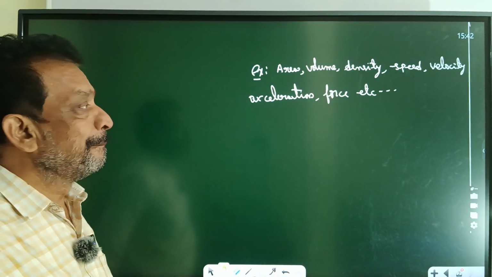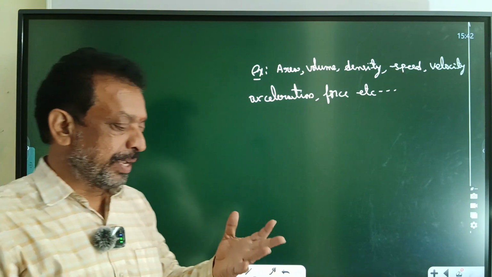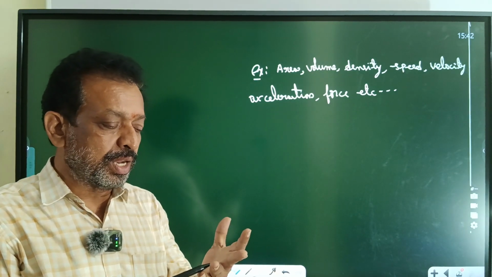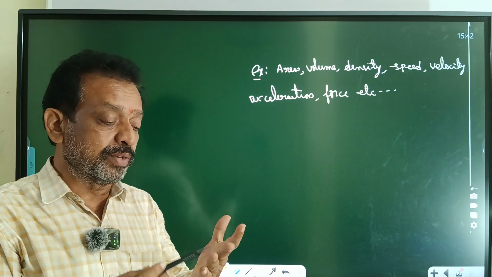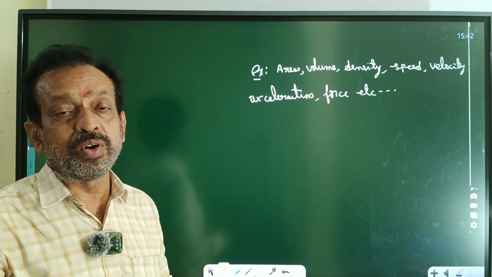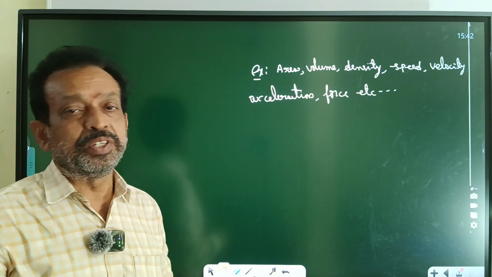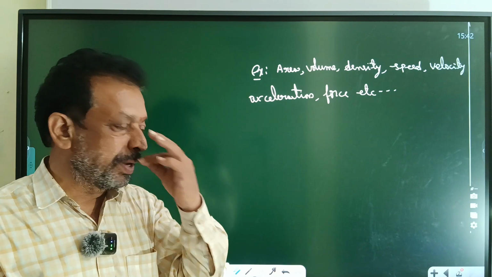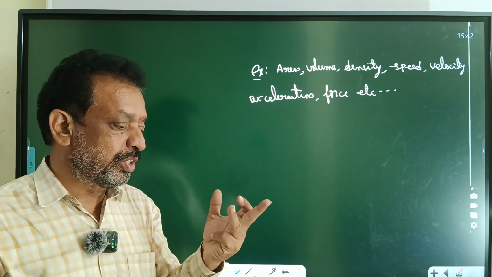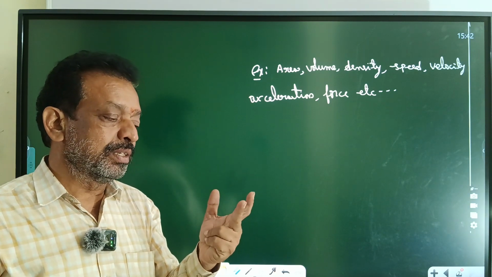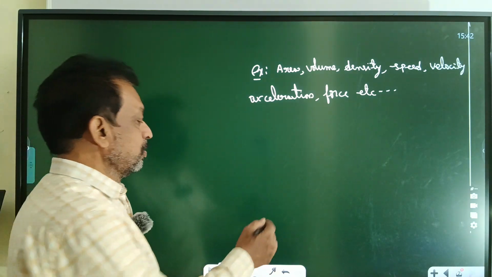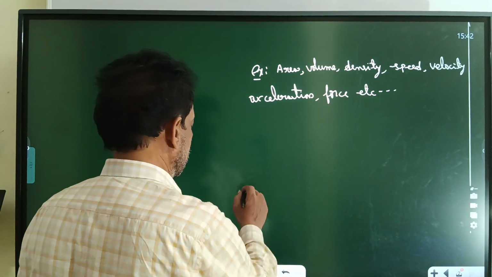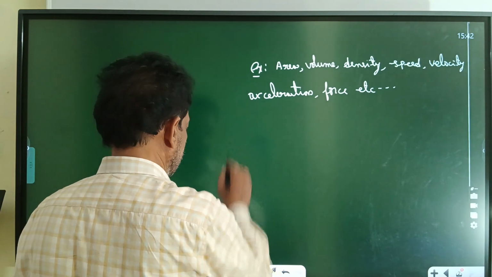Generally speaking, if you know velocity, acceleration and force, the maximum derived quantities in physics can be derived. Maximum of these all depend upon these only. So you get many easily. Now we'll start with the first one, area.